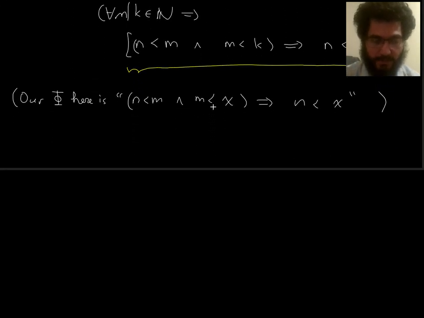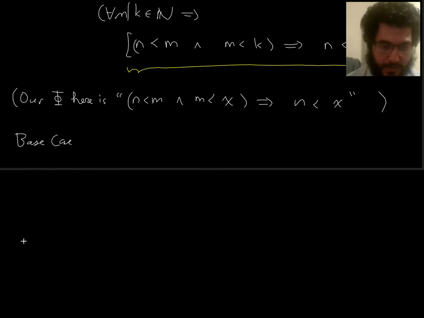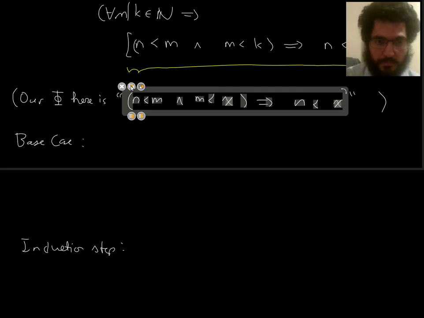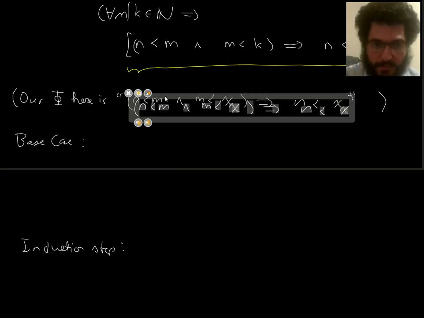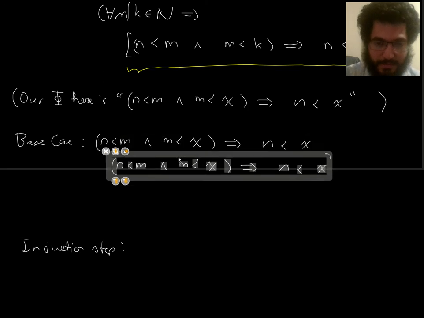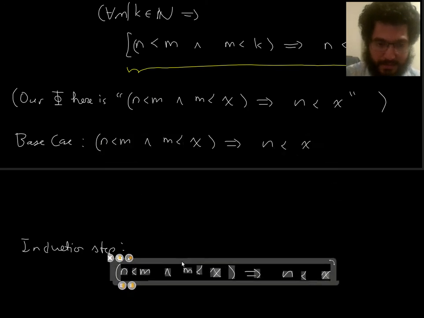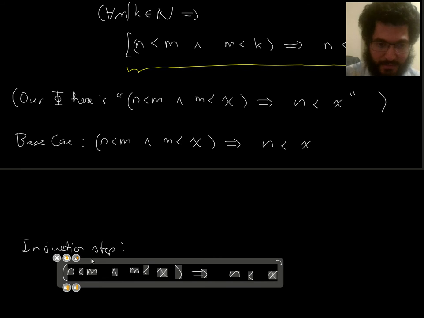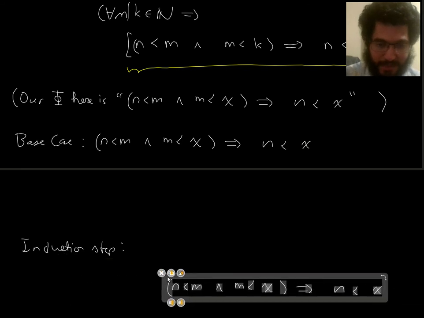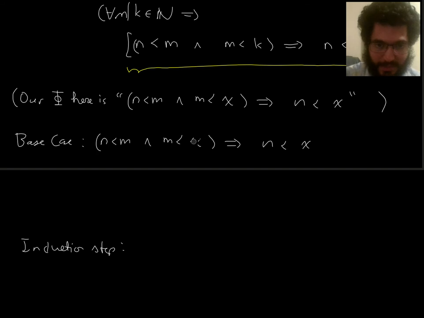Now that our phi is clear, there's no doubt as to what our base case must be and what our induction step must be. So I'm just going to duplicate this. Well, let me be a little bit more careful about the induction step. But for the base case, I'll just duplicate it and replace the x by 0. And for the induction step, it'll start like this.